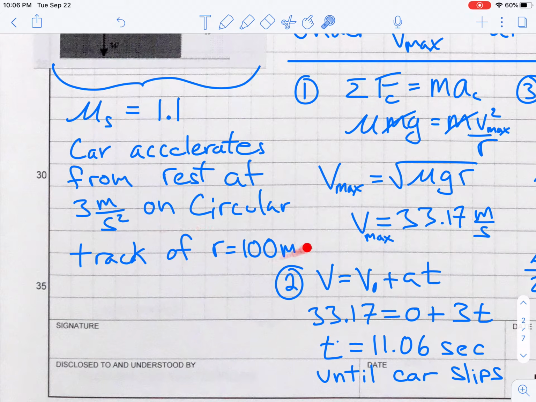And I said over here that the track was 100 meters in radius. So when we plug all that in, we get a maximum speed of 33.17 meters per second. That's maybe like 70 miles an hour or something. And 100 meters may be similar to a curve that you could be exiting, like a freeway ramp, with.